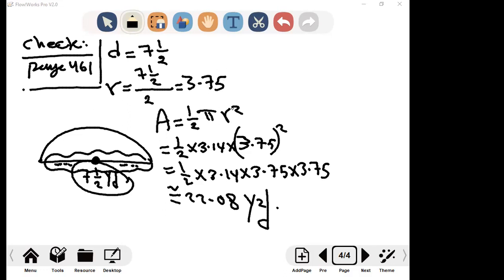Now apply the formula with the 3.75. Got it? And this half, why we put this half? Because we have semicircle, not full circle. Do you understand? Good.